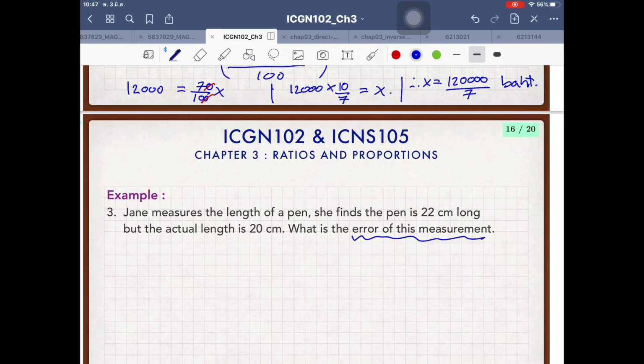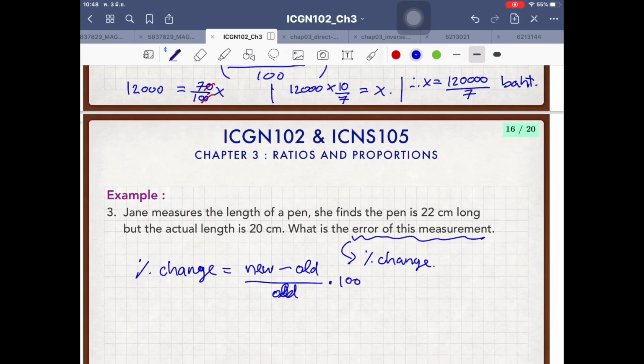And here the error of the measurement could be a problem of percentage change. All right, it is because we want to compare the error with the real or the actual length of the pen. All right, and then from the formula, percentage change will be new value minus old value. You need to compare to the old value, then multiply with 100.